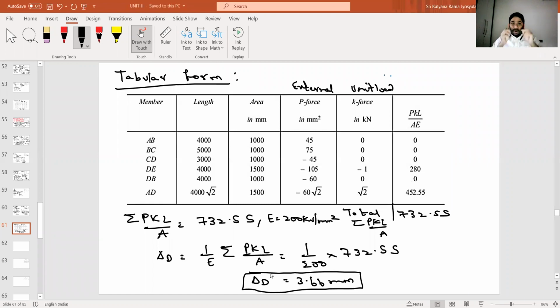So, if you are asked to calculate the deflection of any practical truss for an industrial shed, an airport hangar, or a truss shaped bridge, this is the methodology to calculate the deflection.